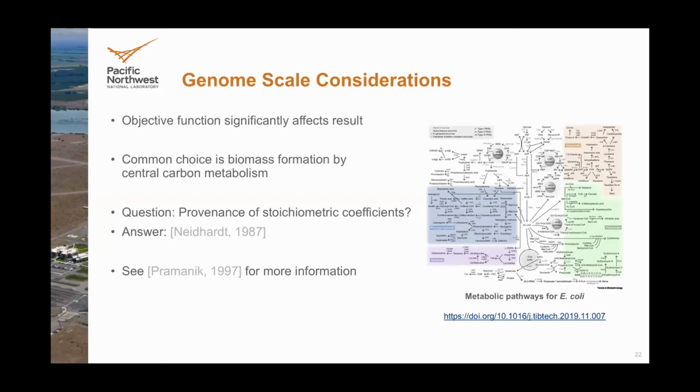And there can be a lot of substances featured in this reaction. It's very, very complicated. And it's complicated in the sense that the system is sensitive to the stoichiometric coefficients in that equation. Now, the question that you need to ask yourself is, what is the provenance of those stoichiometric coefficients? Where do they come from?